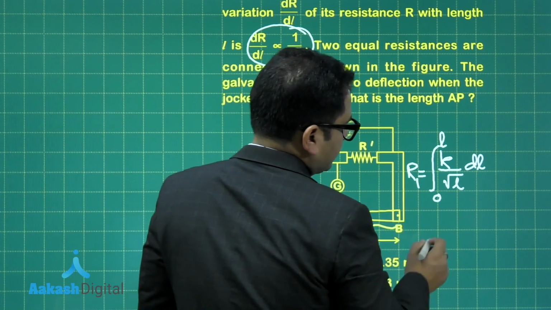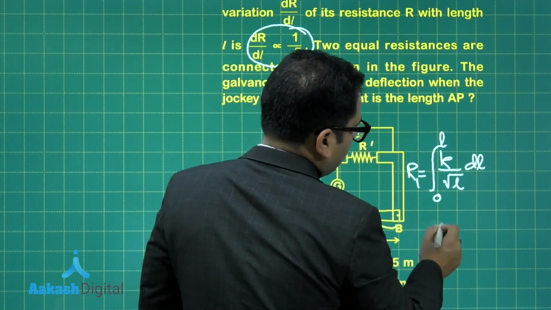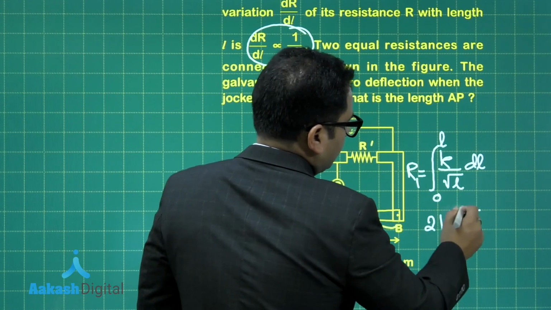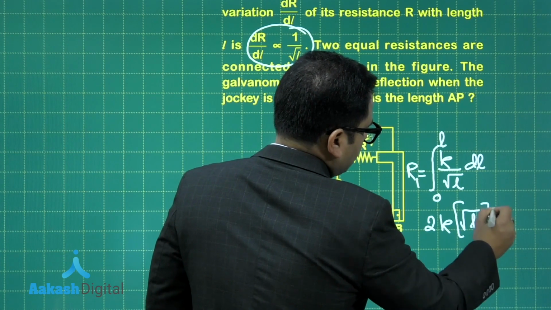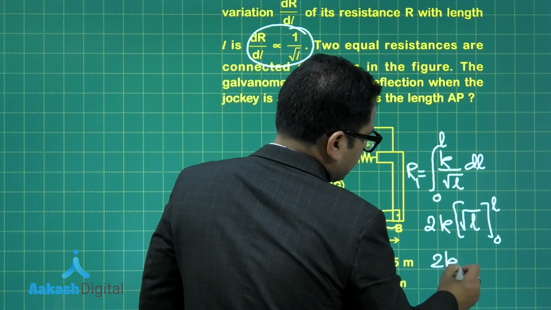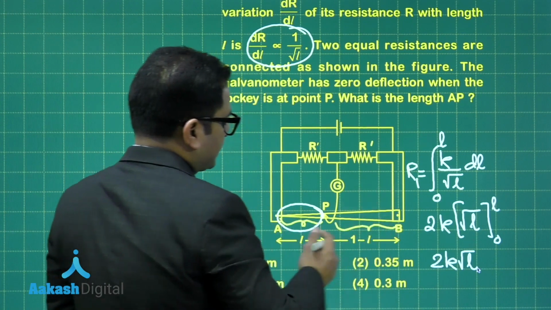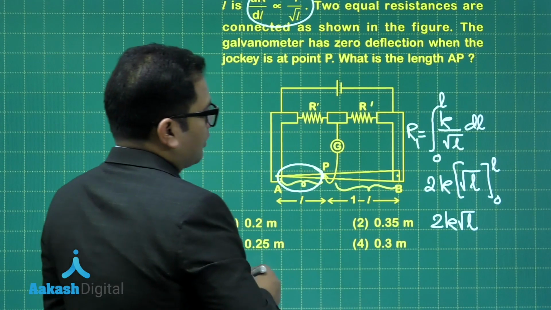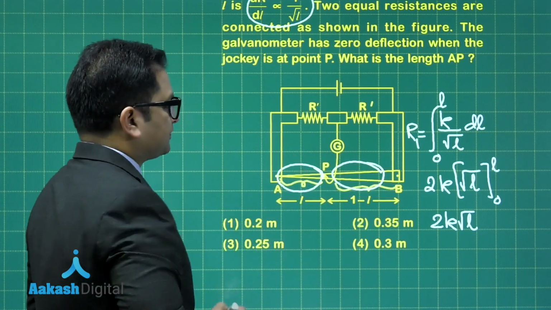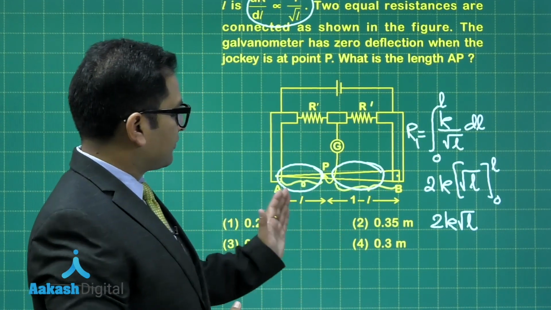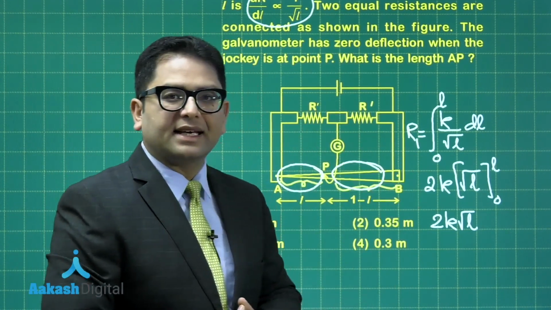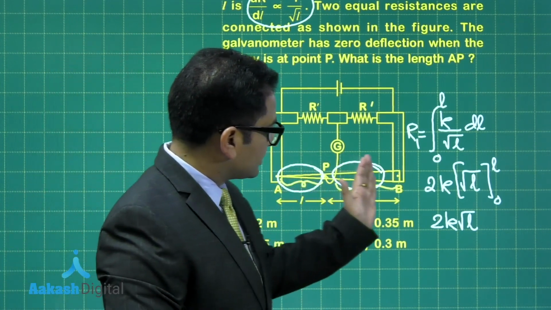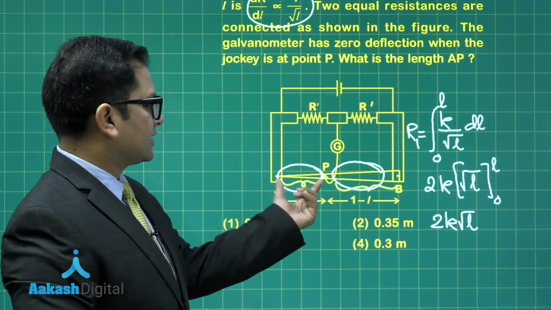So let's try to calculate the resistance. To integrate is not a problem at all. That's going to be 2K root L, with the limit going from 0 to L. So the resistance is 2K root L, the resistance of this portion, which we have named R1. And now I would like to calculate the resistance of this portion. Instead of putting the limit from L to 1, what we can easily do is find the resistance of the entire part and subtract it.